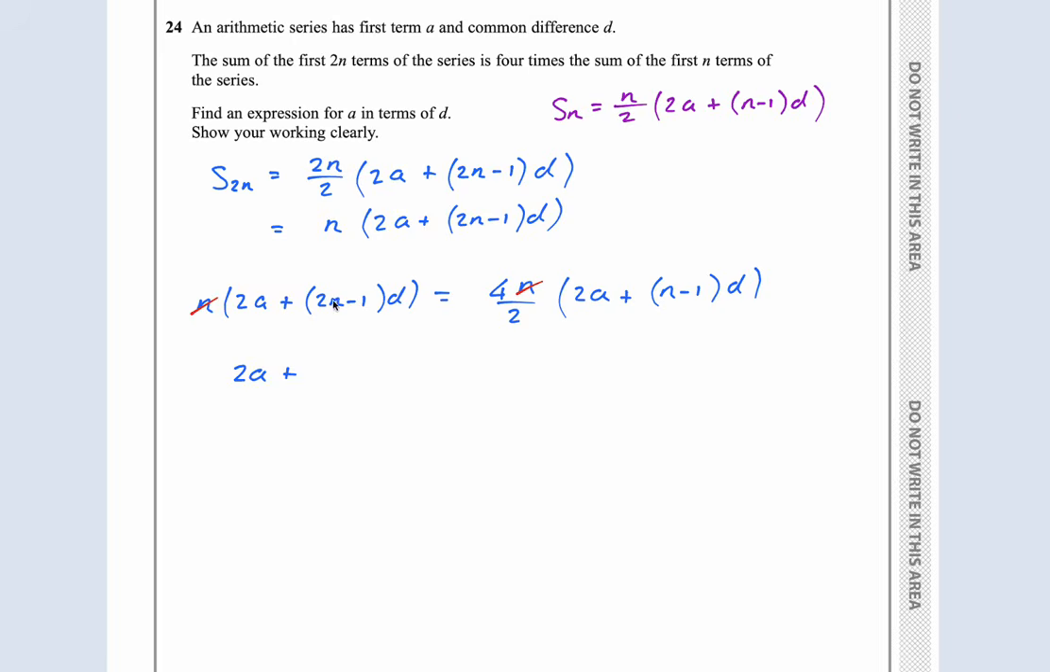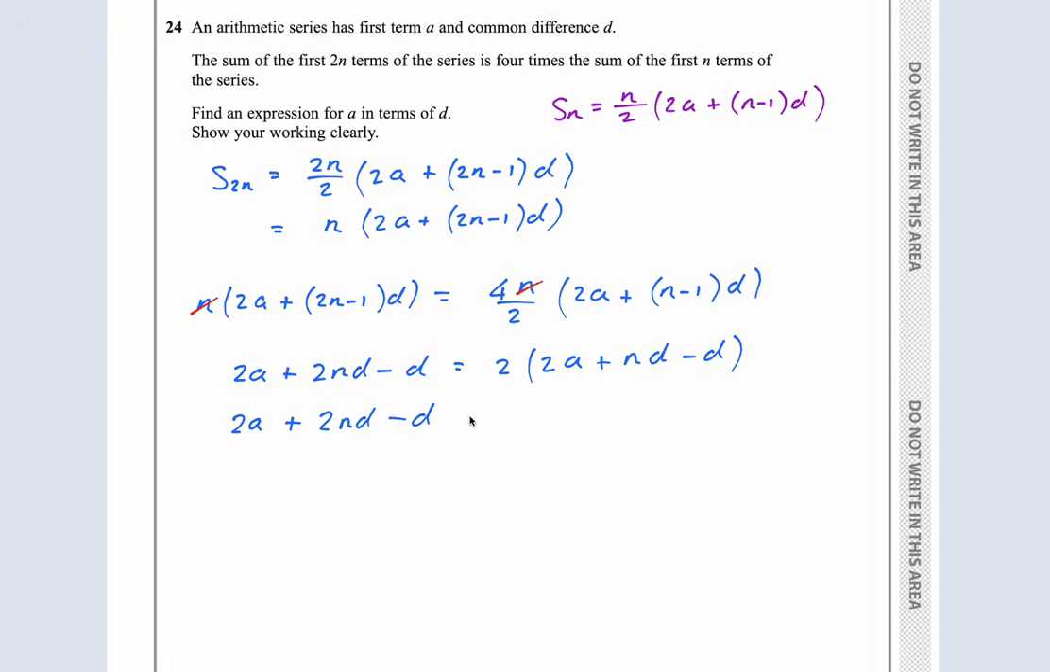plus, I'm going to multiply this out. I have 2nd, 2n times d, and minus d. That looks like second, but it's not, guys. It's 2nd, and this is minus d. Equals 4 divided by 2 is 2. And I have 2a plus, let's multiply this out, n times d is nd, minus times d is minus d. Okay, guys, obviously I know this is hard. This is the last question. It's supposed to be hard.